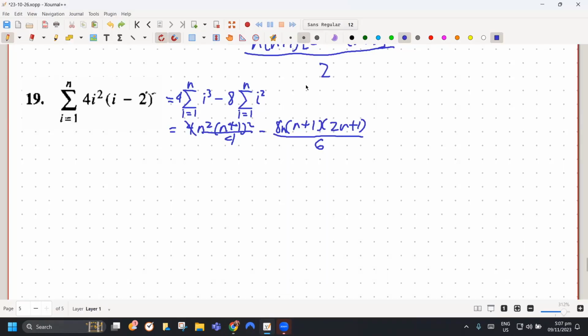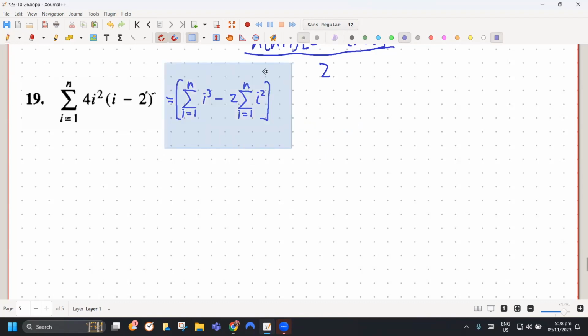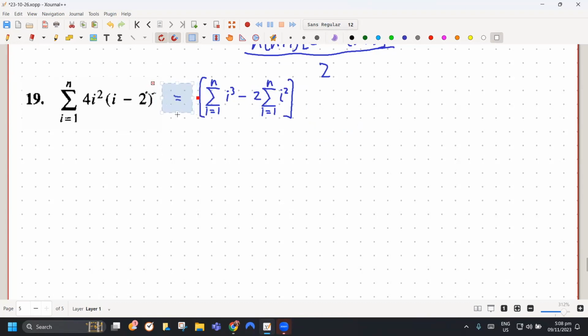Actually, yung gagawin ko niyan hindi ko i-distribute yung 4. Common factor na siya eh. Diba? Yung 4 sa start, labas ko lang sa sum, tapos open brackets. Pwede mo lang po ilabas from everything.